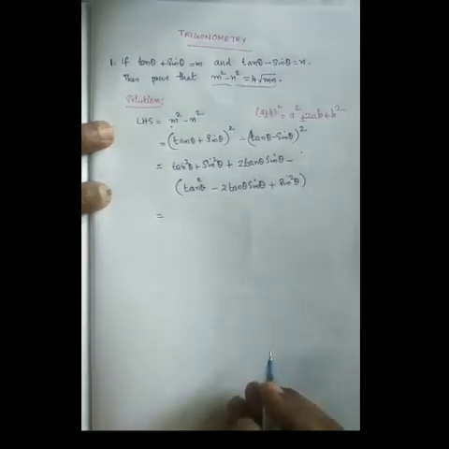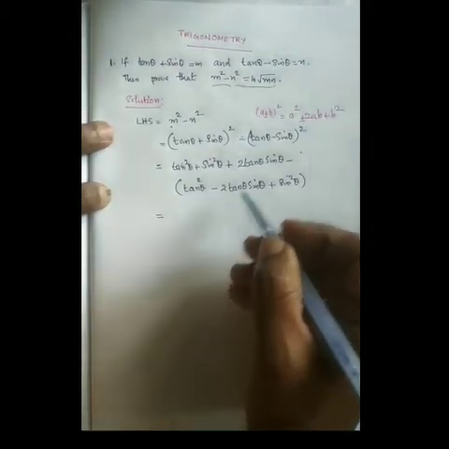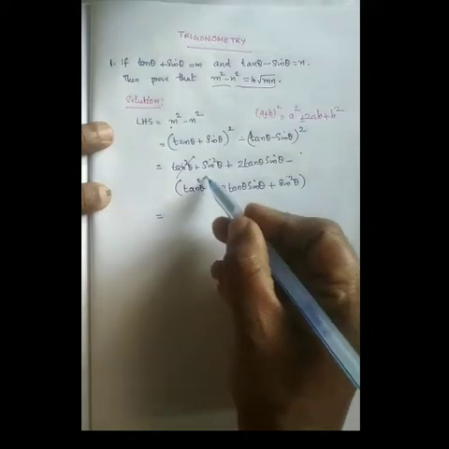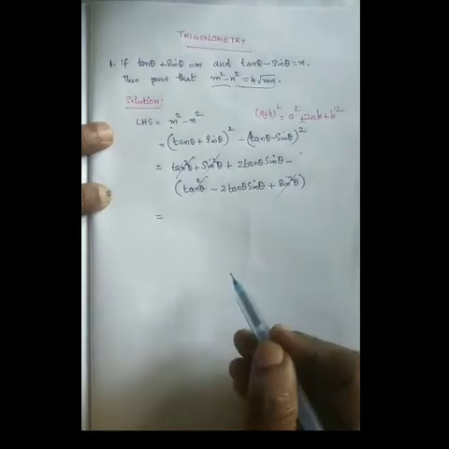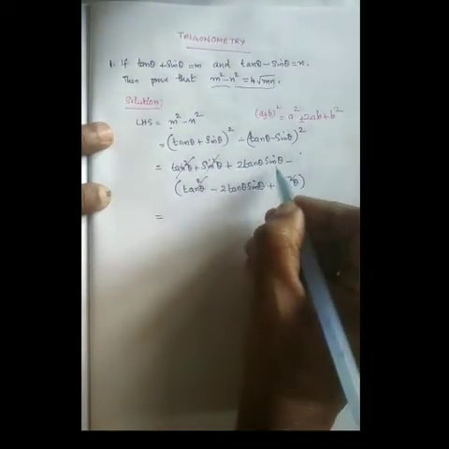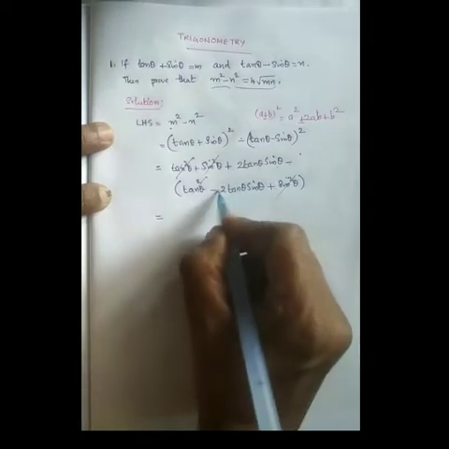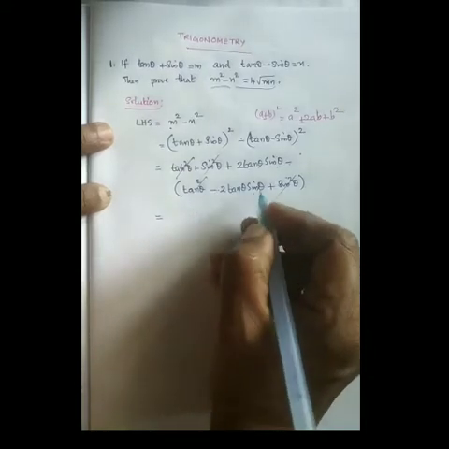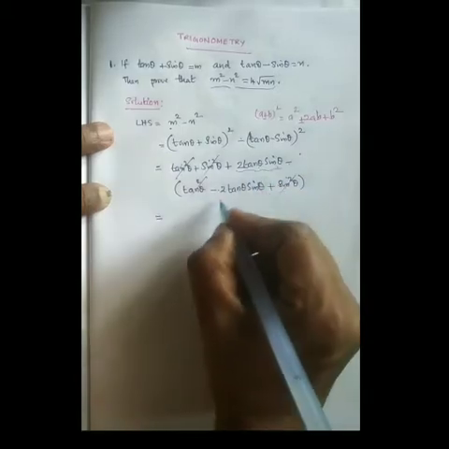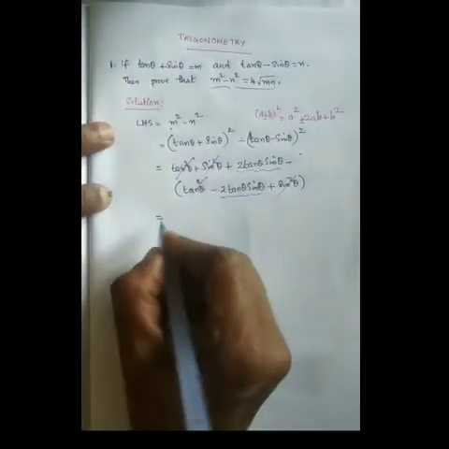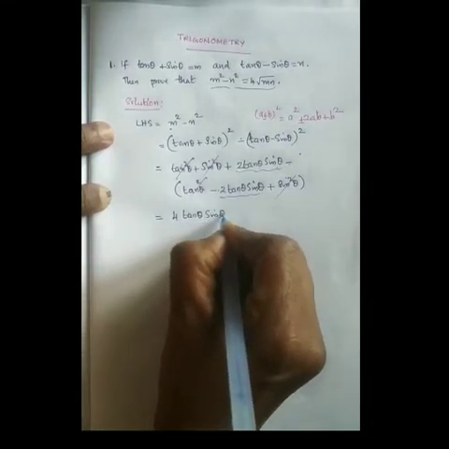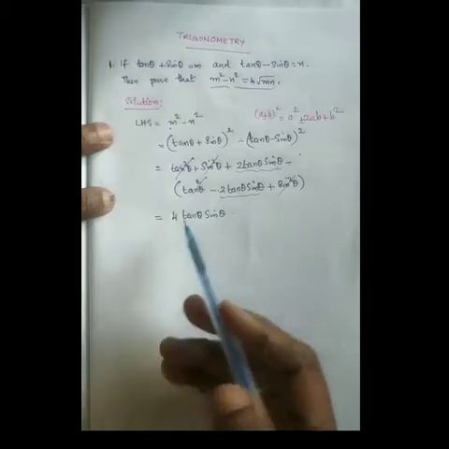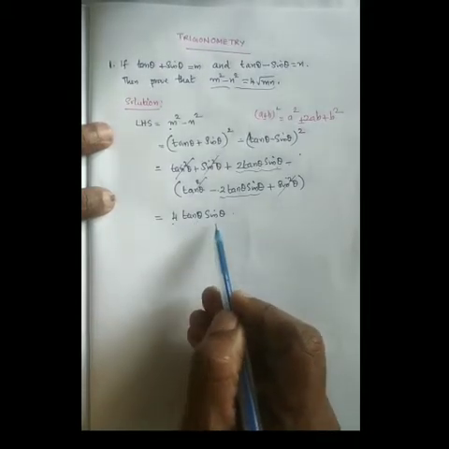Okay, that's equal to tan square theta and minus tan square theta get cancelled. Sin square theta minus sin square theta get cancelled. The remaining is 2 tan theta sin theta minus of minus, that is plus 2 tan theta sin theta. 2 tan theta sin theta plus 2 tan theta sin theta is equal to 4 tan theta sin theta. Okay, so the LHS is 4 tan theta sin theta.